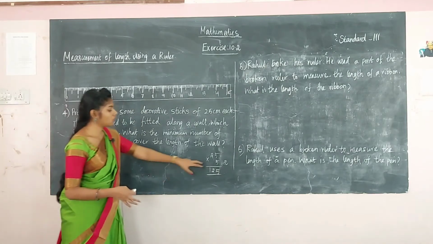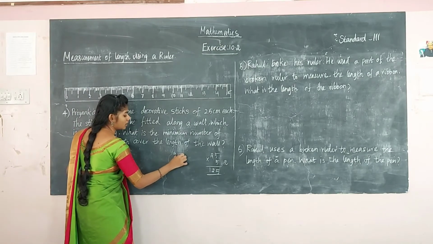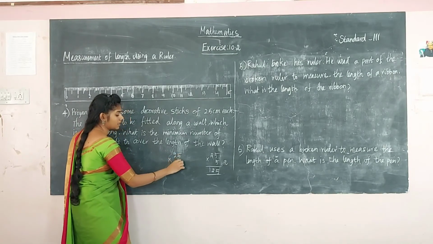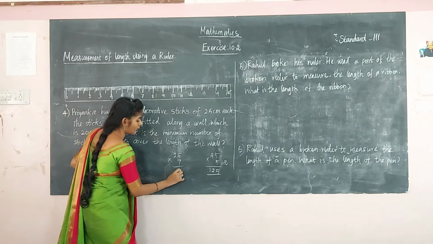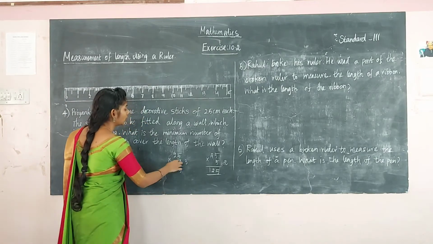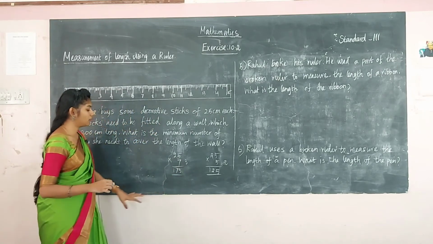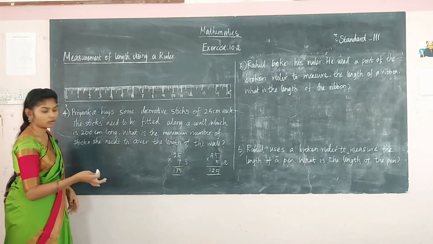So we can take more than 5. So take 7 and see. 5 7s are 35 and 7 2s are 14. So 14 plus 3, 17. So 175. Which is also within that only.